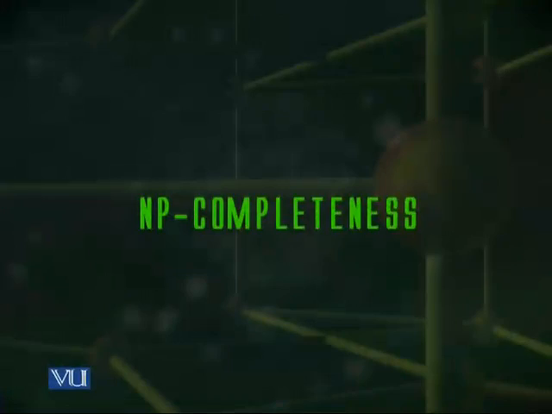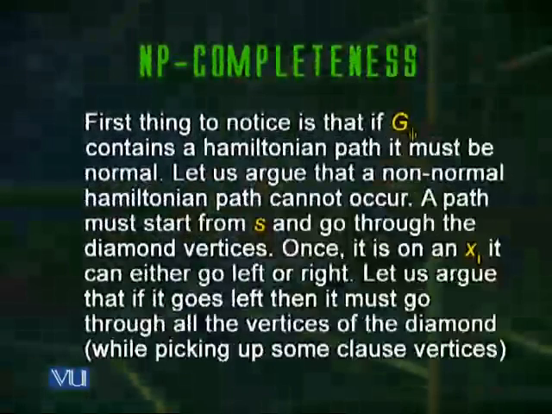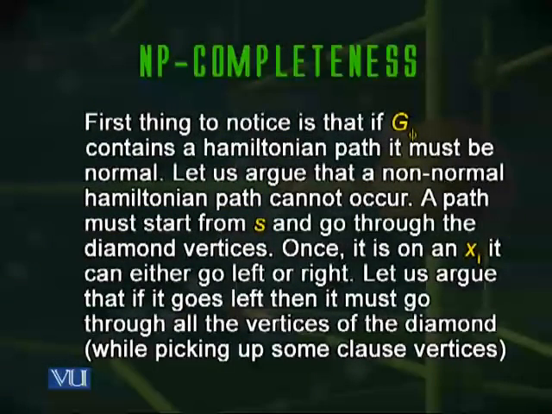However, for this plan to work, we must convince ourselves that there are no non-normal Hamiltonian paths in this graph. Then all Hamiltonian paths that start from S and end at T must follow this recipe. Can we do that? Let's proceed with doing that. The first thing to notice is that if G sub phi contains a Hamiltonian path, it must be normal. Let us argue that a non-normal Hamiltonian path cannot occur.